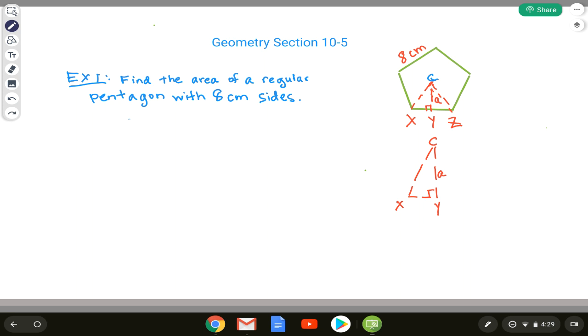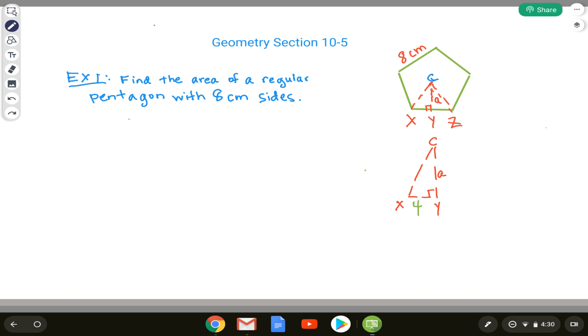Since XC and ZC are both radii of the pentagon, they are the same length, which makes that an isosceles triangle. So when I drop that apothem down perpendicular to the side, it bisects the angle at C, and it also bisects the side XZ. So each piece, XY and YZ, will be the same measurement, and they will be half of the side. So down here on my triangle that's drawn below, I'm going to write a 4 in. I've just taken the triangle on the left side, XCY, and I've drawn it down below a little bit bigger so we can look at it as we go.